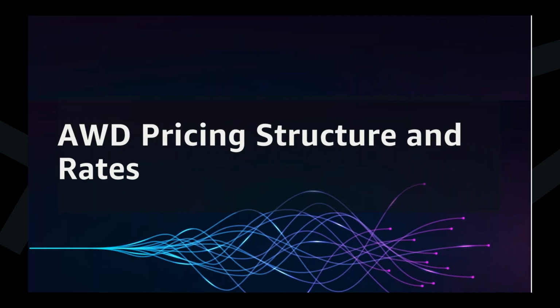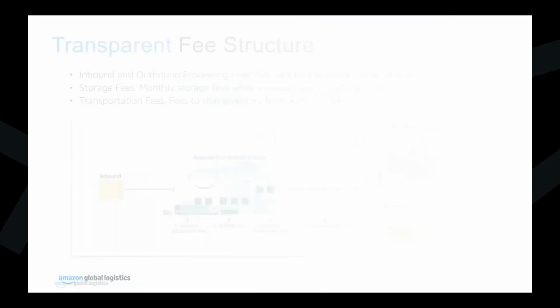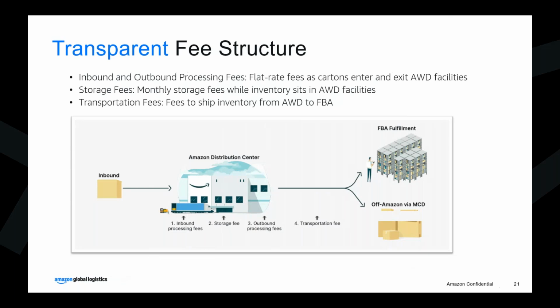I think this is something that everyone will be really interested in, the AWD pricing structure and also the rates. You can see here, this is how the rates in the AWD are coming together. You can see that it consists of an inbound placement fee, a storage fee, an outbound fee, and a transportation fee. This is first to import your cargo into AWD, to then store your cargo, to then process the cargo ready for transportation to the fulfillment center again. And you can see that there's also a transportation fee.